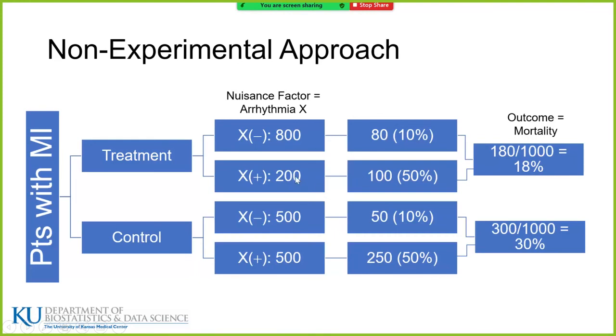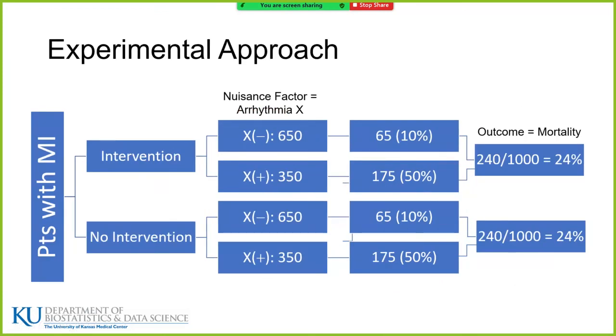And so this imbalance in the arrhythmia, where more of these control participants also happen to have this arrhythmia, is the reason why we see a difference in outcome. Notice we would associate increased mortality with the control relative to the treatment, when in fact there's really no difference. It's just a difference in the presence of the arrhythmia.